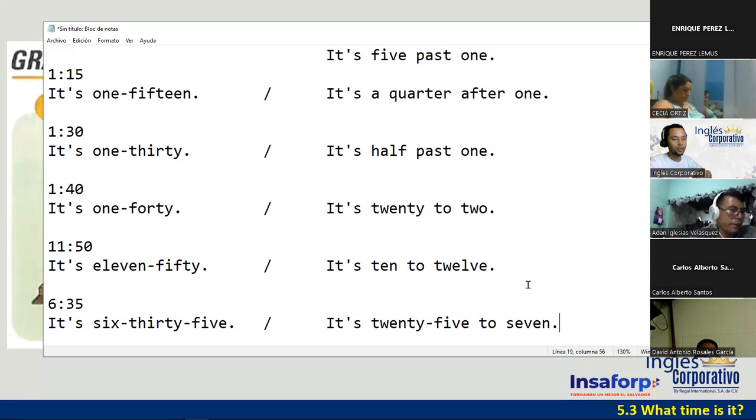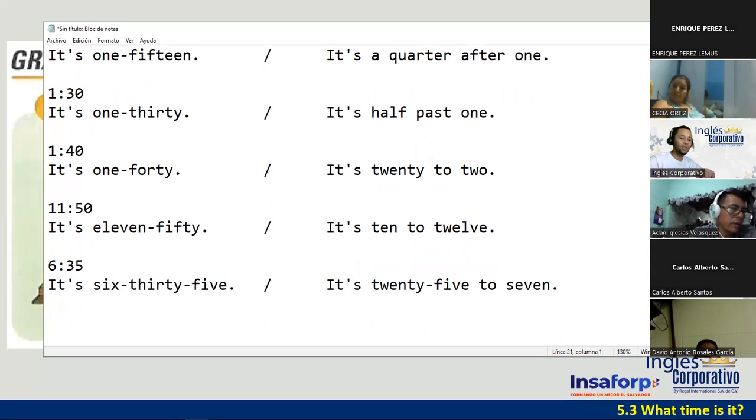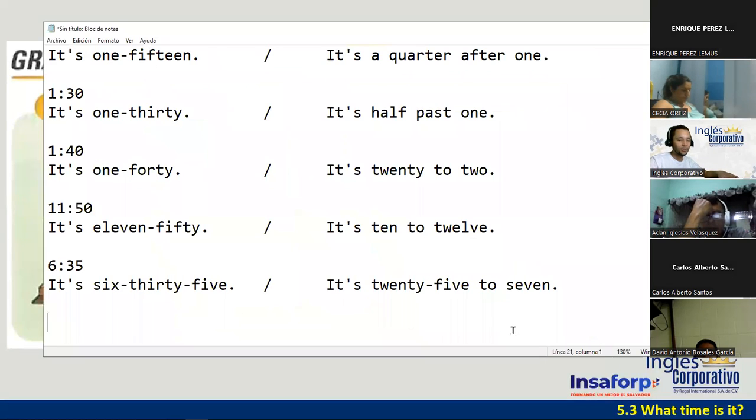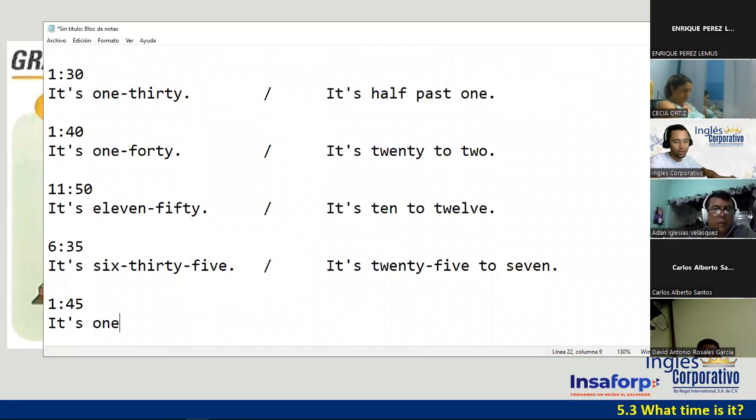Ahora, ¿qué pasa con el 45? Tenemos acá otra historia. Veamos acá. It's 1:45 or it's 1:45. Cuando faltan 15, otra vez podemos utilizar a quarter to y la siguiente hora. Así que lo pondremos acá. It's 1:45.